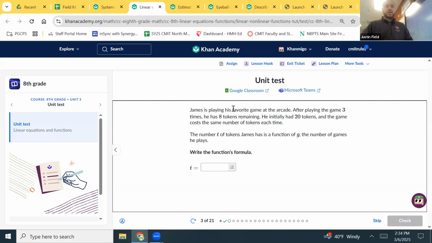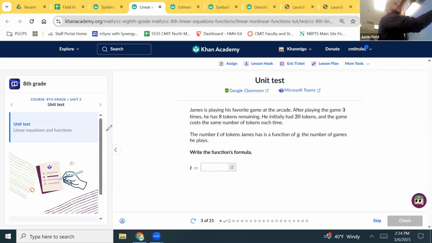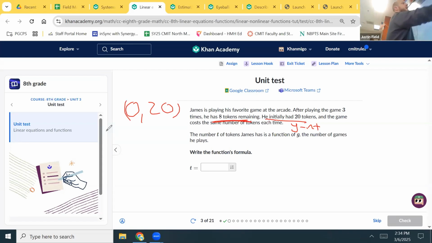Okay, so when I read this, I see a few different things. I see that he has 20 tokens initially, which is the y-intercept, that means we have the point 0, 20. I also see that he has 8 tokens remaining after playing the game 3 times. So T is the number of tokens. That's going to be T as a function of the number of games. So that means 3 games, we have 8.